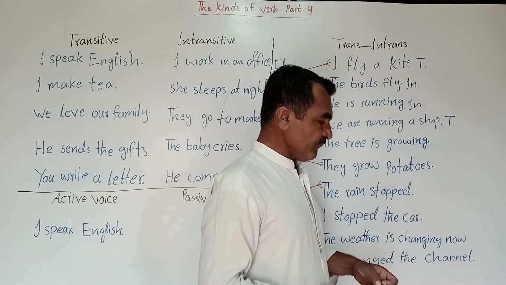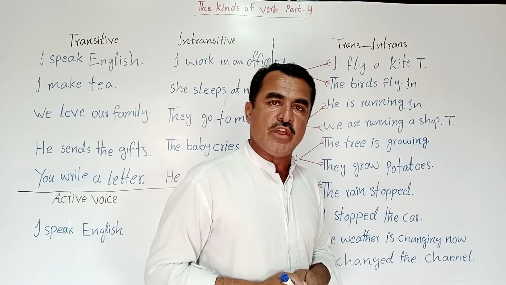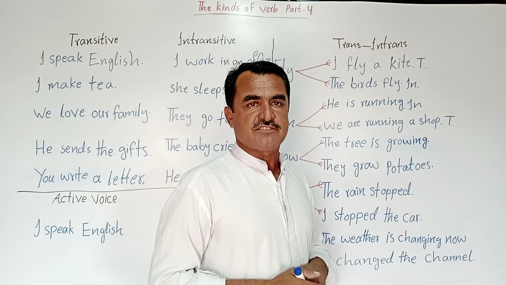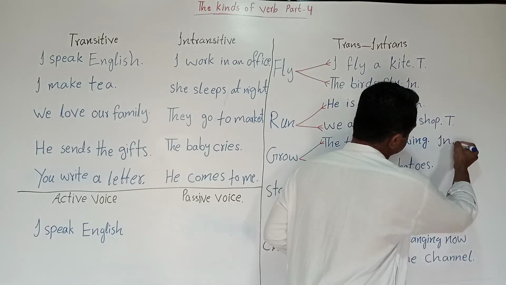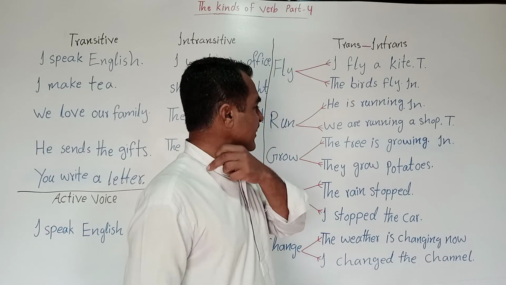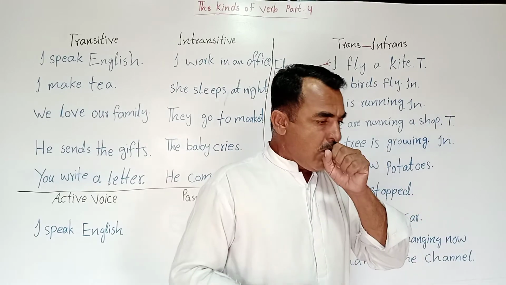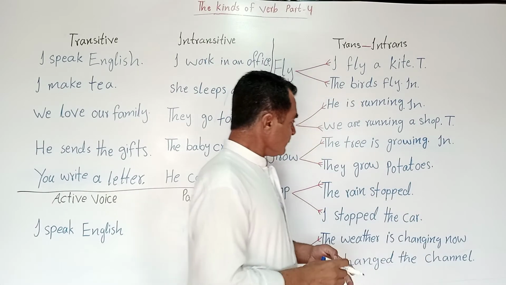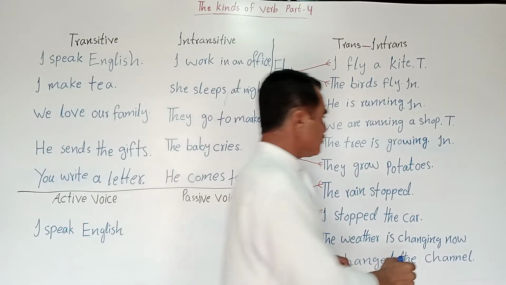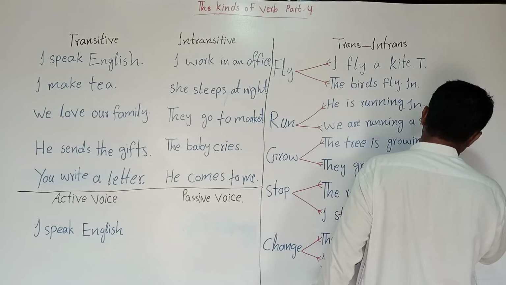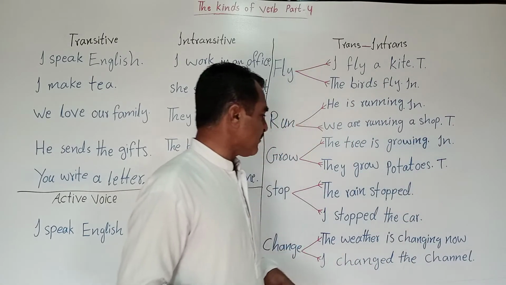The tree is growing. Now there are no objects for it, so that is why it is an intransitive sentence, an intransitive verb. Okay, they grow potatoes in their farm. They grow what? They grow potatoes. So that is why it is a transitive verb.